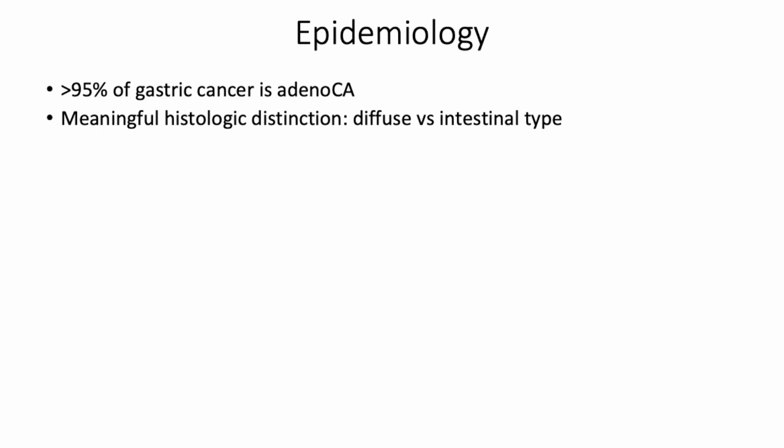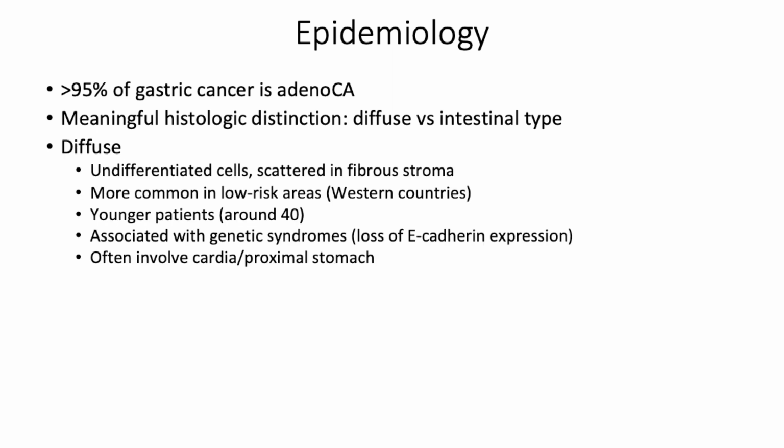There's a very meaningful histologic distinction that we have to get down, and that will shade everything you do with gastric cancer. Really, it is diffuse type versus intestinal type. So the diffuse type is the worst one, the one you don't want to have. Undifferentiated cells in a scattered fibrous stroma. Fibrous stroma in general in cancer is bad. Think pancreatic cancer, which has a very fibrous stroma. And these cells, again, they're more scattered.